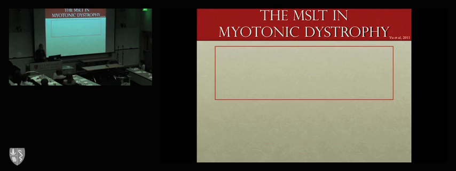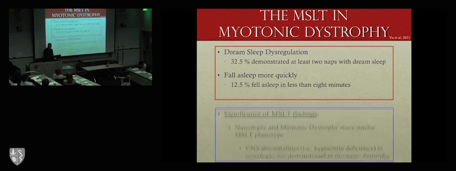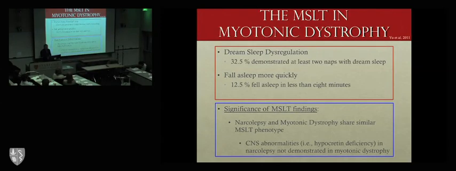So the MSLT and myotonic dystrophy, just a few more minutes here. The dream sleep dysregulation, that's really a fancy word for myotonic dystrophy patients have been reported to dream more when they take a nap during the daytime. That's also seen in narcolepsy. They also fall asleep more quickly. On average, a lot of them will actually fall asleep in less than 8 minutes across a series of naps throughout the day.